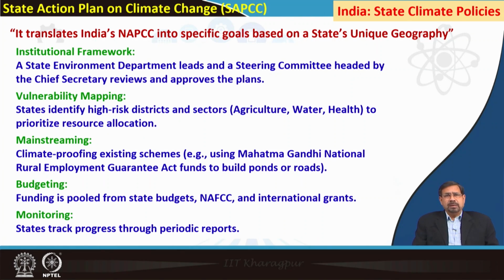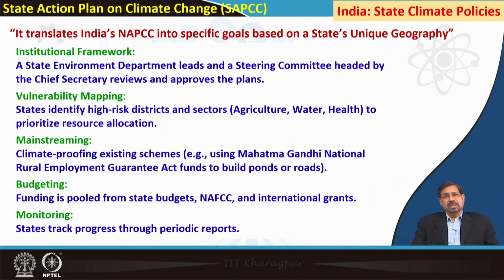a state environment department leads and a steering committee headed by the chief secretary reviews and approves the plans. Coming to vulnerability mapping, states identify high risk districts and sectors such as agriculture, water and health to prioritize resource allocation. Third is mainstreaming, climate proofing existing schemes such as Mahatma Gandhi NREGA. They divert some funds to build ponds and roads. So, this is in terms of fund management or optimization through other schemes.